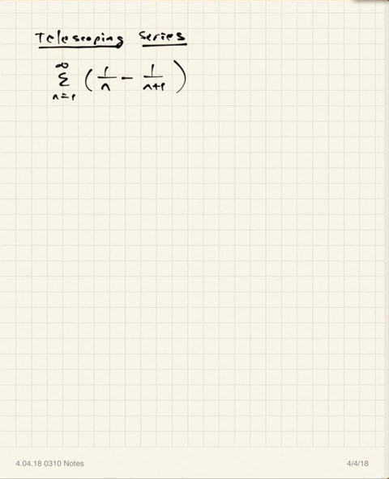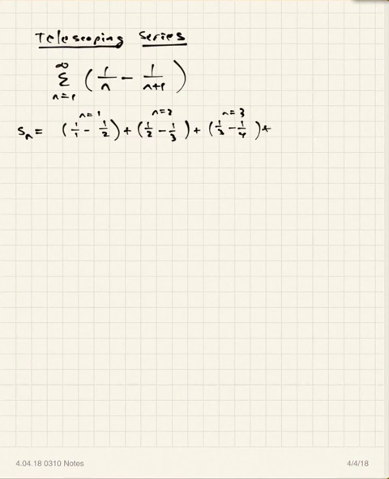Now, to look at the convergence of this series, let's look at the nth term of the sequence of partial sums, S sub n. Remember, this is the nth term of the sequence of partial sums. So when n is 1, you get 1 over 1 minus 1 over 2, plus, because it's a sum, so we add. When n is 2, you get 1 over 2 minus 1 over 3, plus. When n equals 3, you get 1/3 minus 1/4, plus, and I'll go one more.